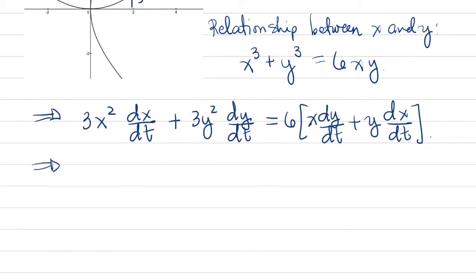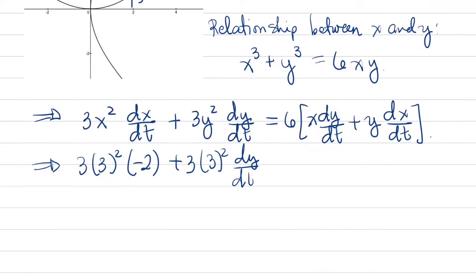So this means we have 3 times 3 squared times dx/dt, that is negative 2, plus 3 times 3 squared dy/dt. This is equal to 6 times the quantity 3 dy/dt plus y, which is 3, and dx/dt is negative 2.